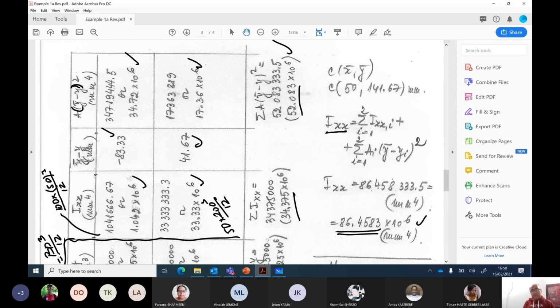86.4583. So this is my Ixx. If I had that value, I can probably find out moment.